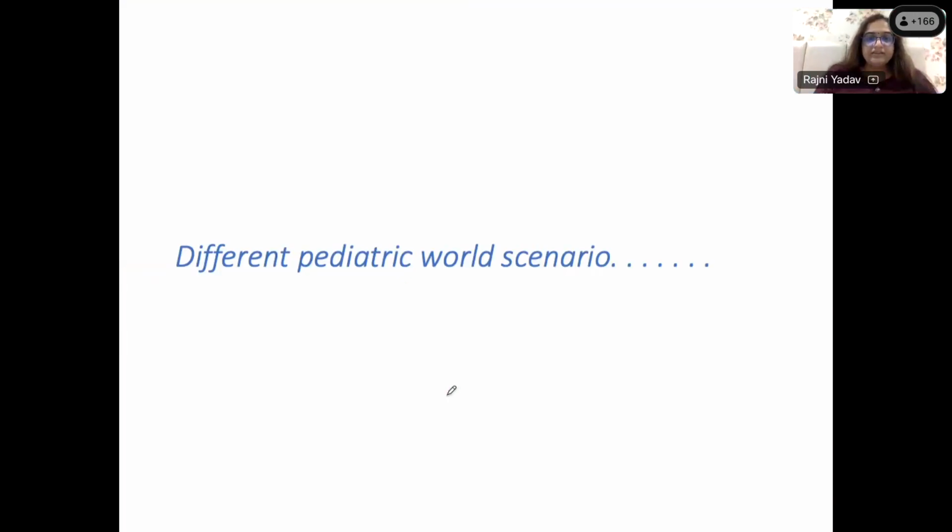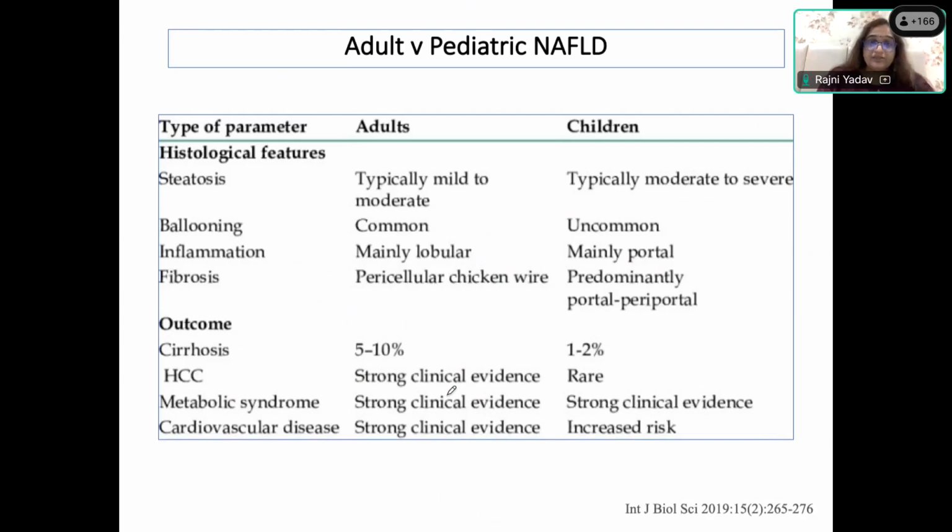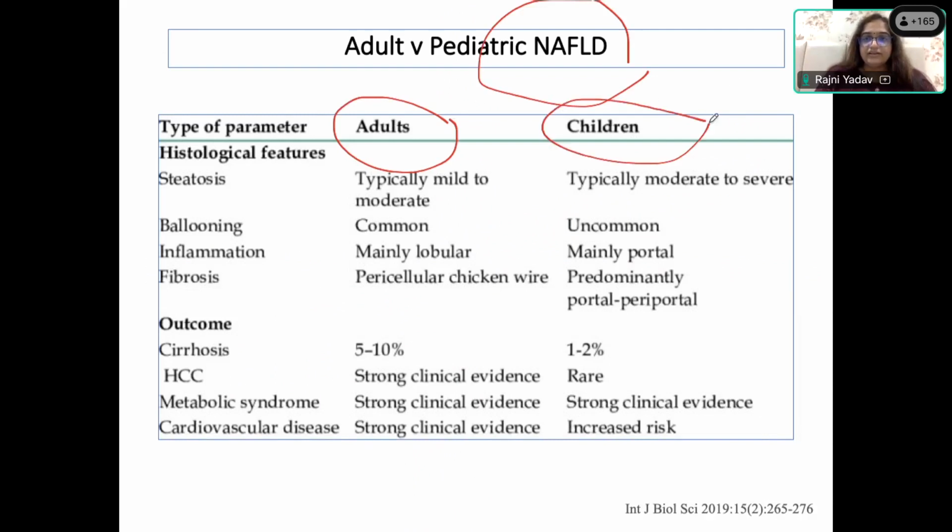Now the pediatric world. That's a different scenario. Why is that different? See, if we talk about NAFLD, in children, NAFLD is exactly opposite to adults. In adults, the disease is zone 3 based, whereas in children, it is zone 1. So zone 1 is affected. So you have the steatosis, inflammation, fibrosis, everything in the periportal area. And ballooning is more uncommon.